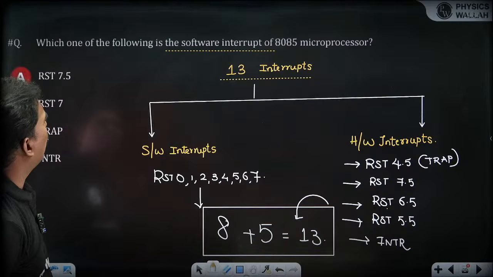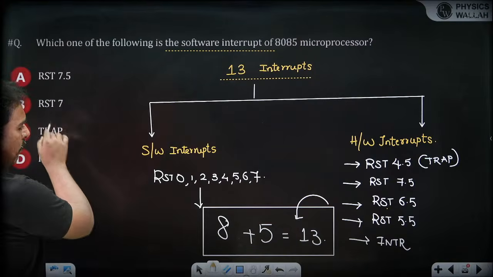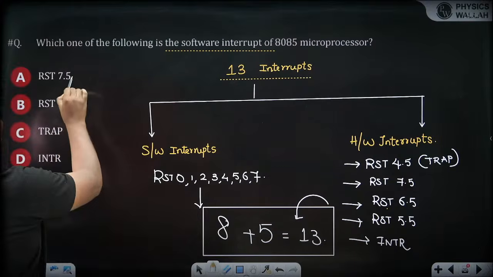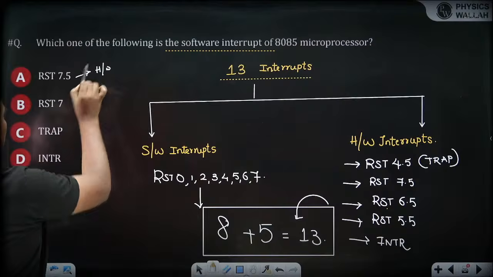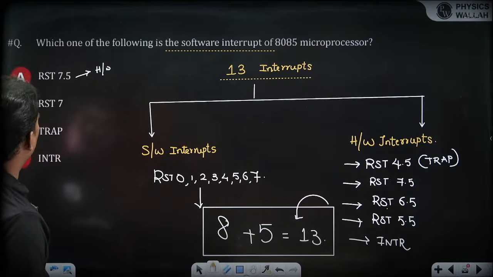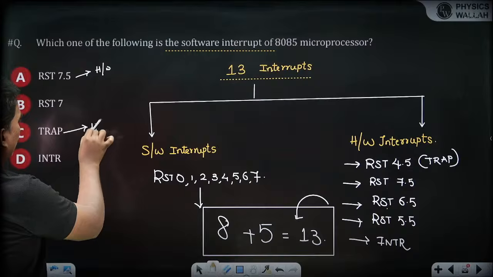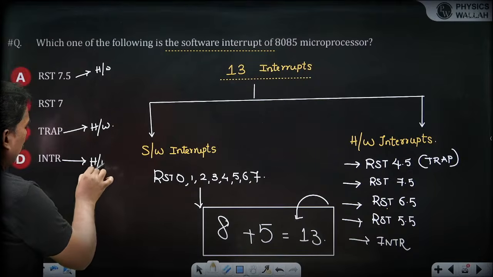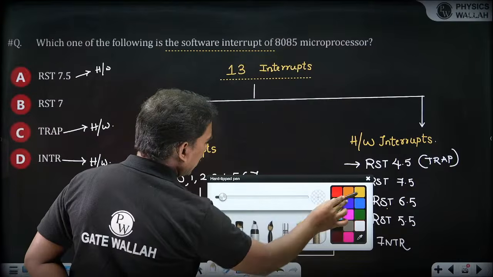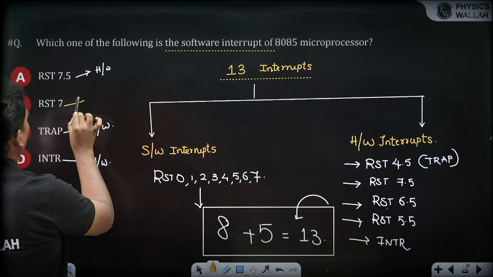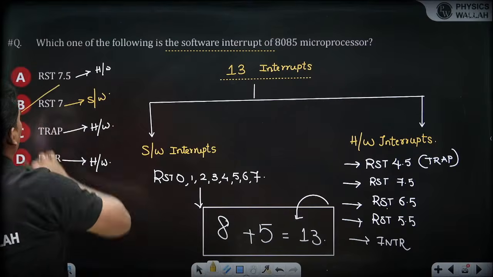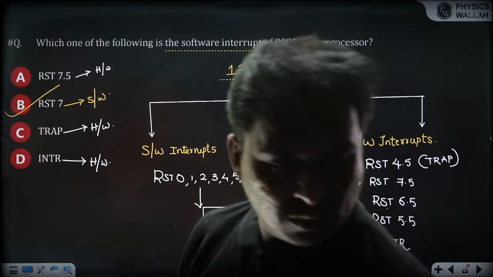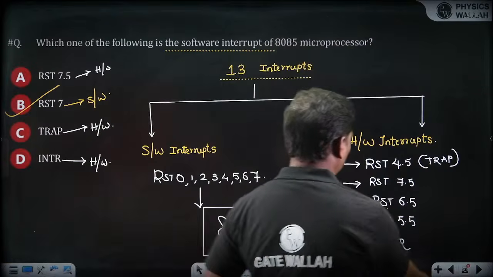Okay, he's asking which one of the following is a software interrupt. So RST 7.5 is hardware. Next, trap is also hardware. Next, INTR is also hardware. Now RST7 is the software. So this is the right answer. Option B is the right answer. Brother, it comes, microprocessor questions will also come. Okay.